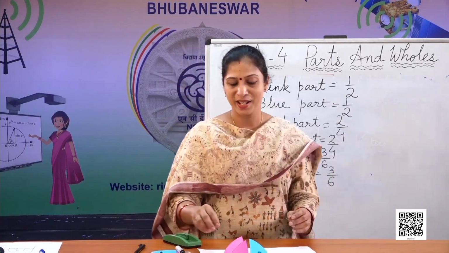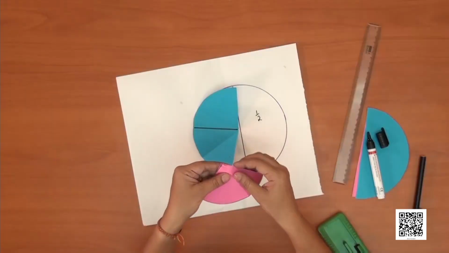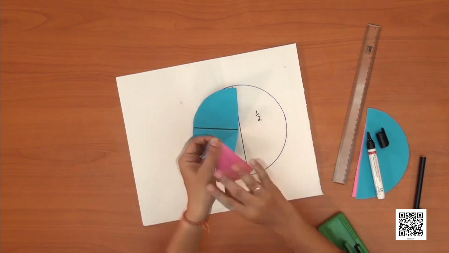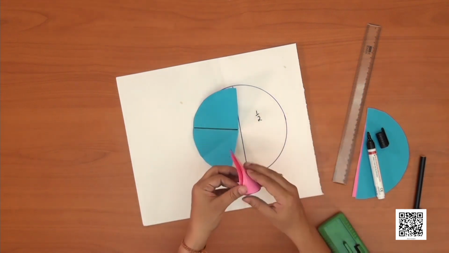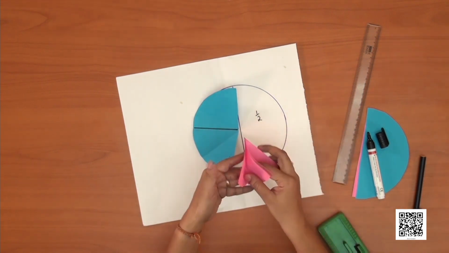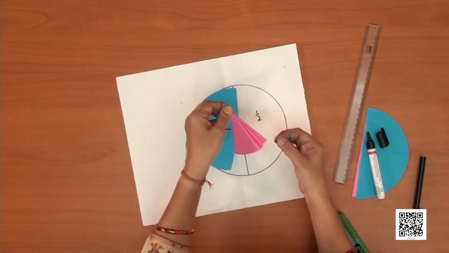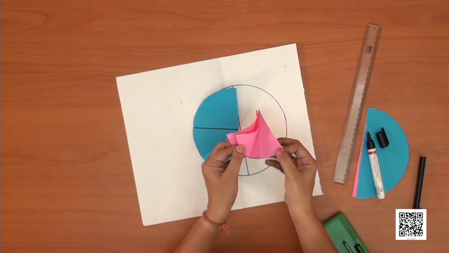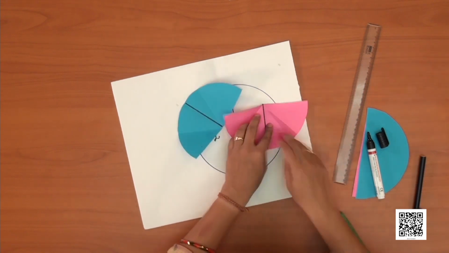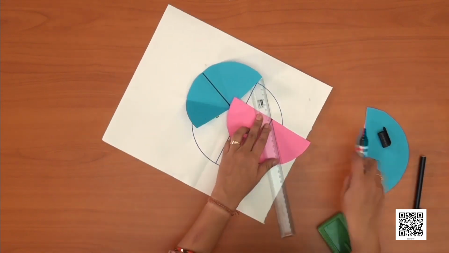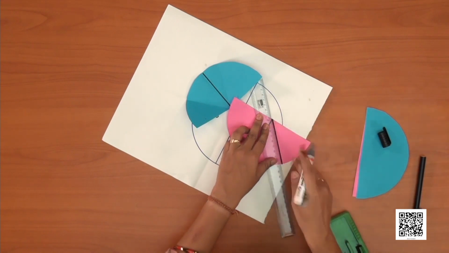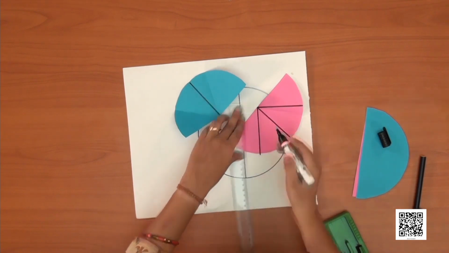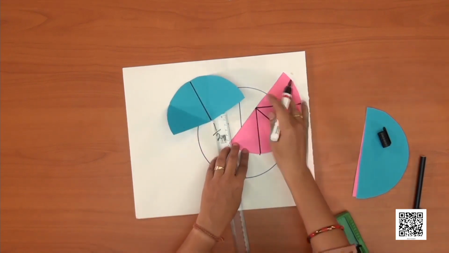The last thing, we are going to divide this further into 4 parts. Here again you can just fold it back and let's see now what are the total number of parts in the pink part. 1, 2, then 3 and 4. Here we can put a line so that you will be able to understand in a better manner. So we can put it like this. So now children, can you see 1, 2, 3, 4.